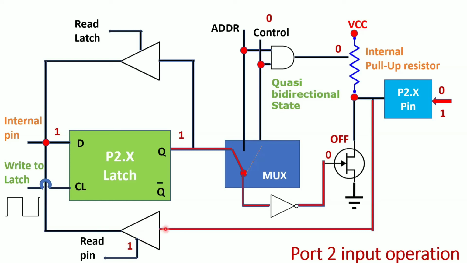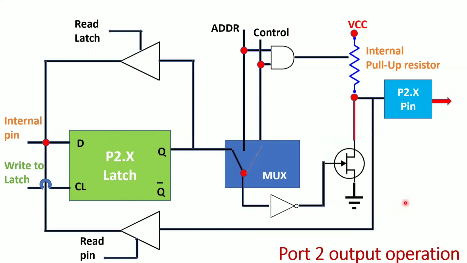Whenever it is enabled, then only it can allow the signal to pass through. With this, the signal is given to the D input, and again you can store this information. Either 1 or 0 will be stored inside your latch, and that latch information can be read with the help of the read latch signal. Okay, so this is our input operation.